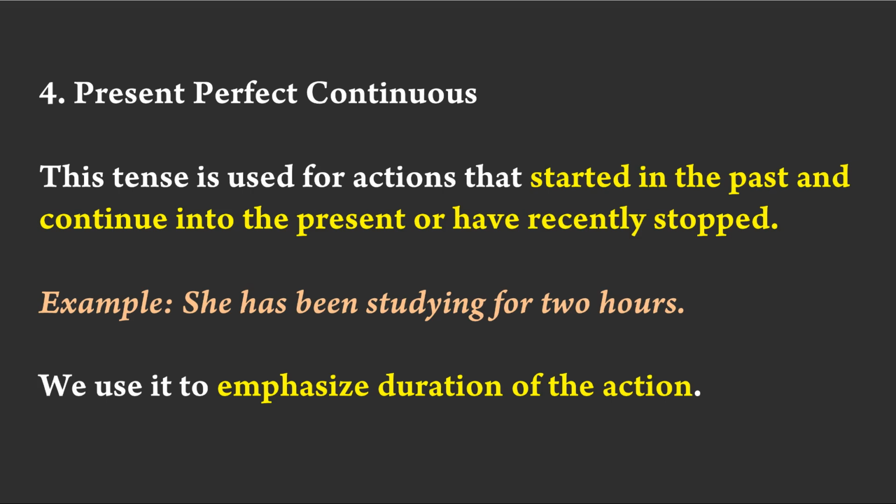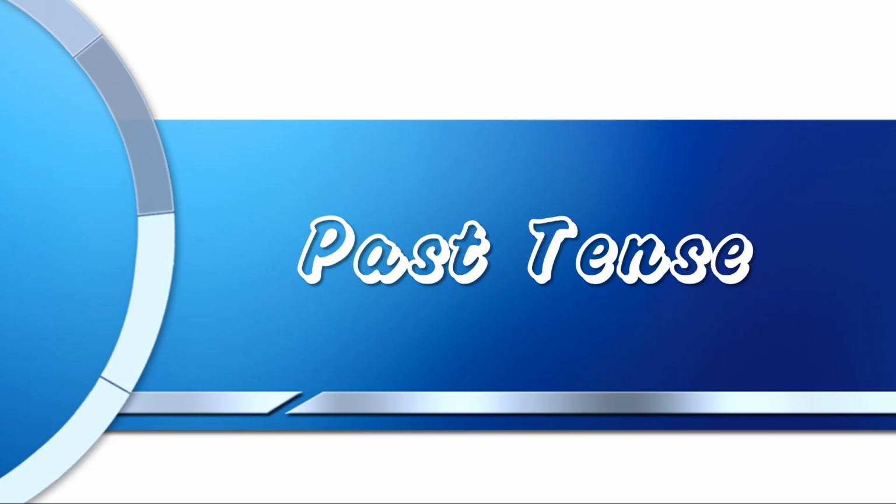4. Present perfect continuous. This tense is used for actions that started in the past and continue into the present or have recently stopped. Example: She has been studying for 2 hours. We use it to emphasize the duration of the action. Next, let's look at the past tense.